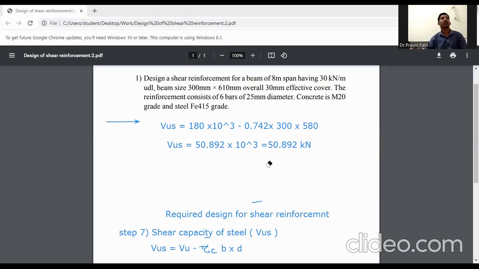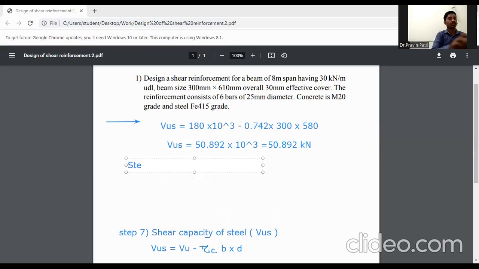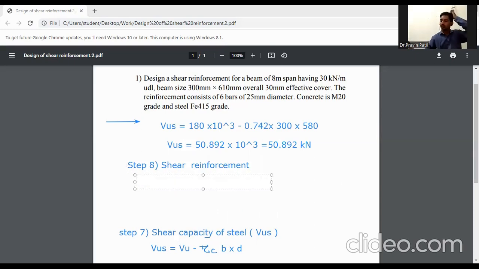Now step number 8, shear reinforcement. Shear reinforcement for vertical stirrups, two-legged, 6 mm diameter.